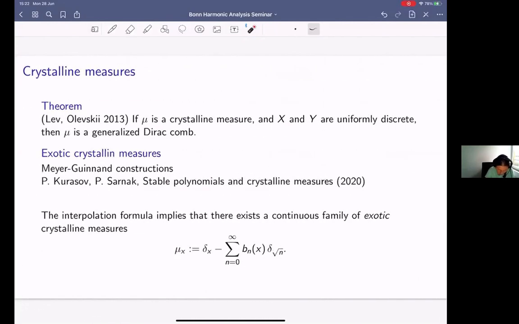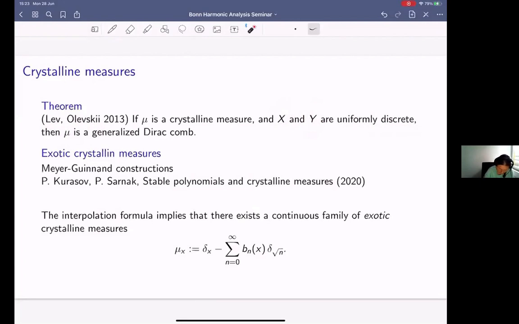Somehow it's an interesting question to construct such measures, but also to classify them in some way. And this seems to be an extremely difficult problem, probably an impossible one. There is one result by Lev and Olevskii from 2013. They say that if mu is a crystalline measure and its support and the support of its Fourier transform are both uniformly discrete, which means that the distance between points in both x and y is bounded from below, then mu has to be a generalized Dirac comb. So this is the only possibility.